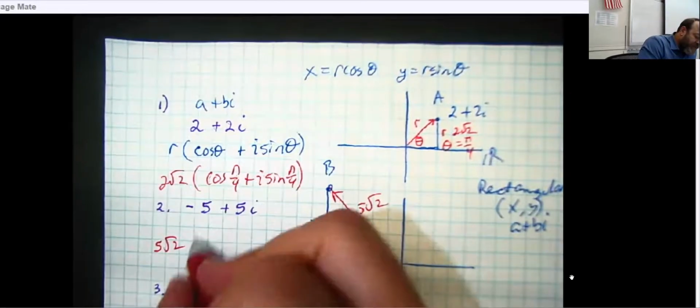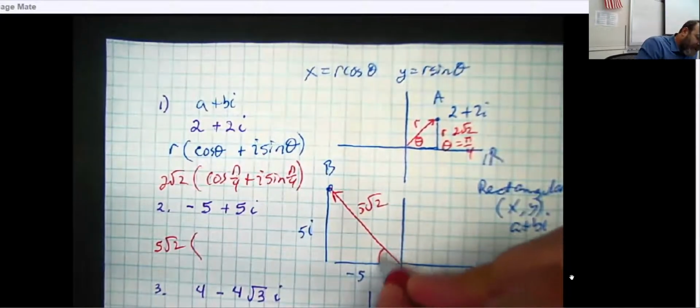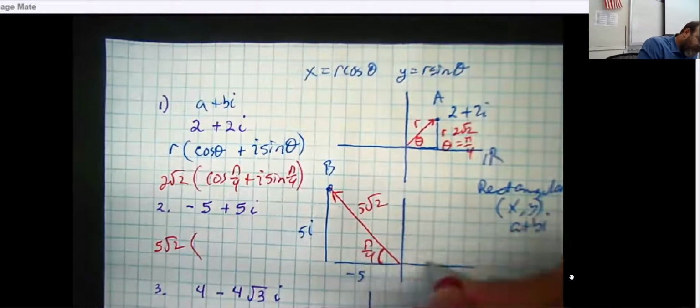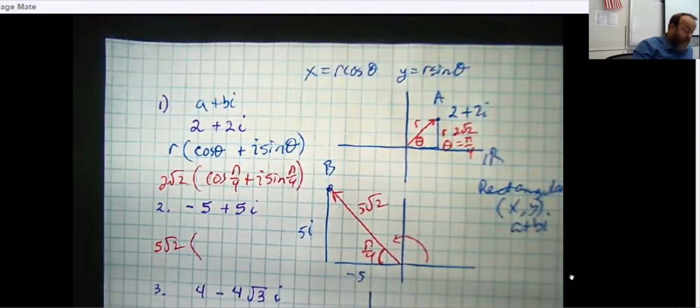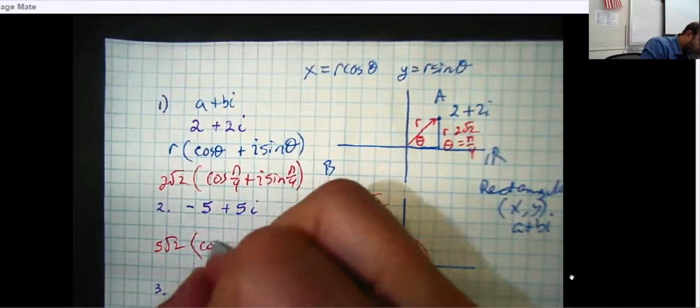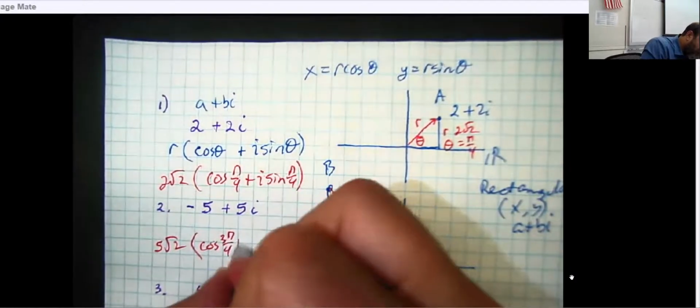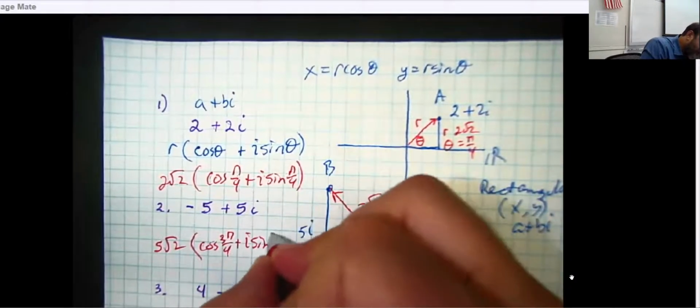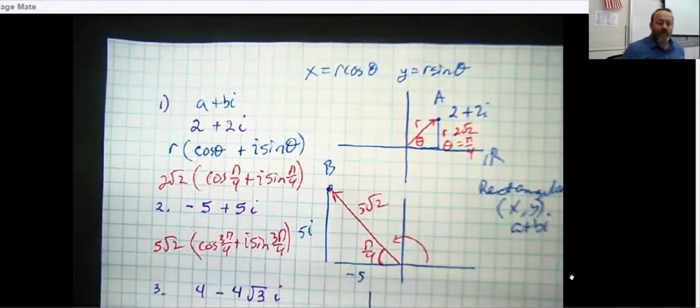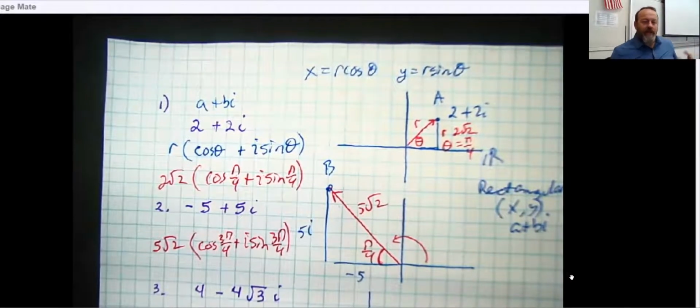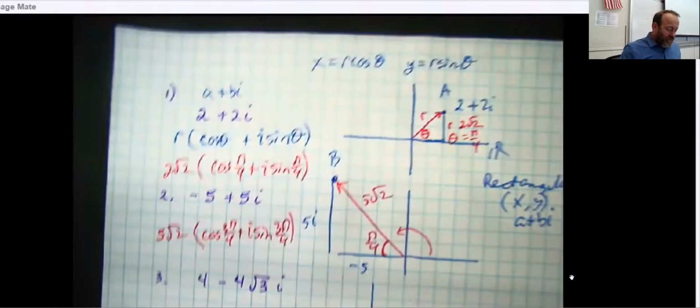So that's 5 roots of 2. Keep in mind, if this angle is pi over 4 right here, then that means the actual angle is 3 pi over 4. So I would go cosine 3 pi over 4 plus i sine 3 pi over 4. And again, that's just trigonometric form.